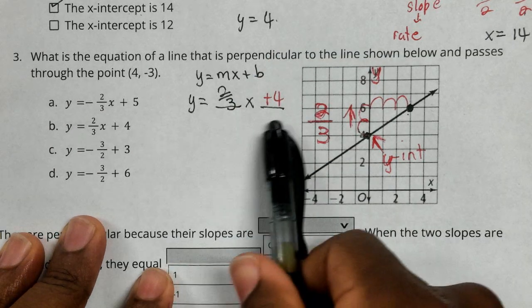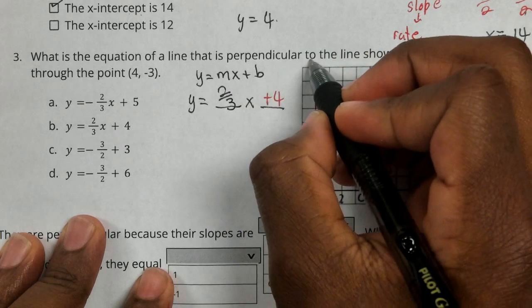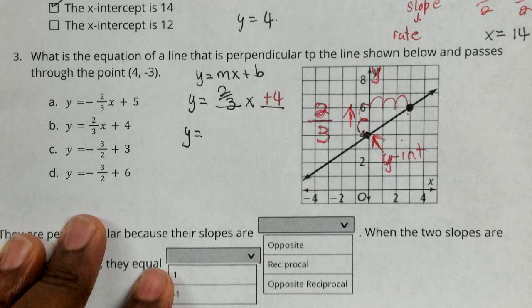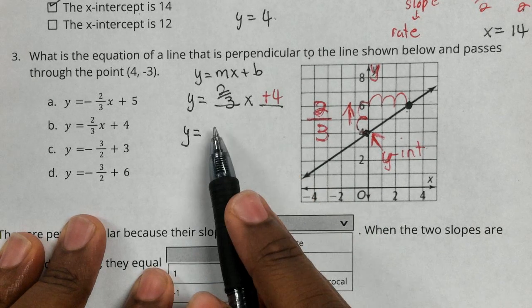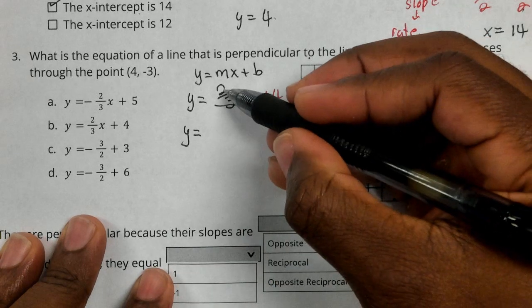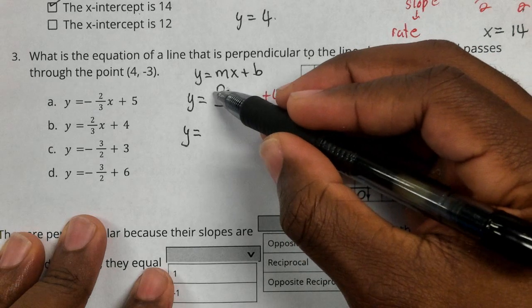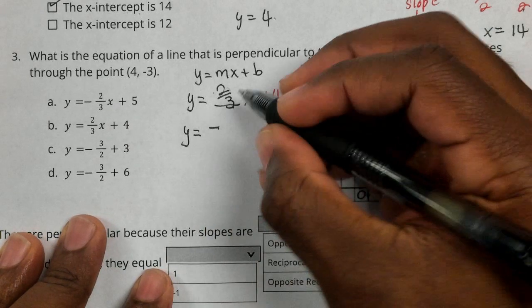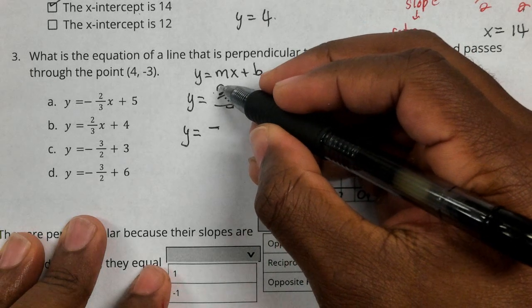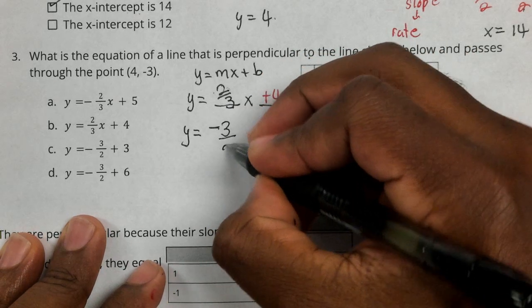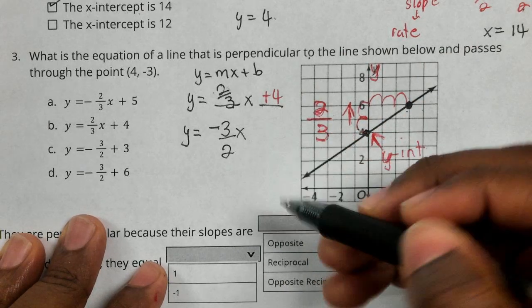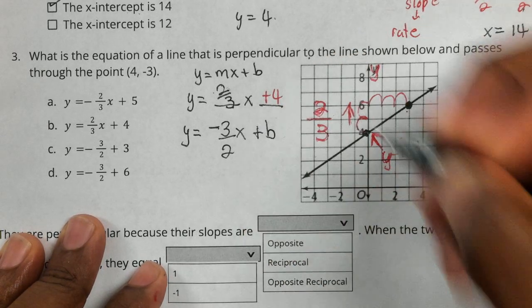So that's the equation of this line. Now we need to do the perpendicular. The perpendicular means that we're going to do the opposite reciprocal, or change the sign, flip the number. So I'm going to look at my slope and change the sign. That means it's going to go from a positive to a negative. And I'm going to flip the number, so it's going to go from 2 over 3 to 3 over 2. We don't care about this number when we do perpendicular, so I replace it with the letter b.